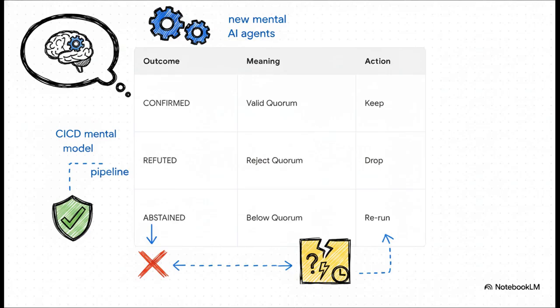Second state, refuted. You've hit your refute threshold. Say the verifier finds a primary source that directly contradicts the reasoner's claim. The action, you drop it because the evidence actually says no. And third, this is the state everyone forgets, abstained.